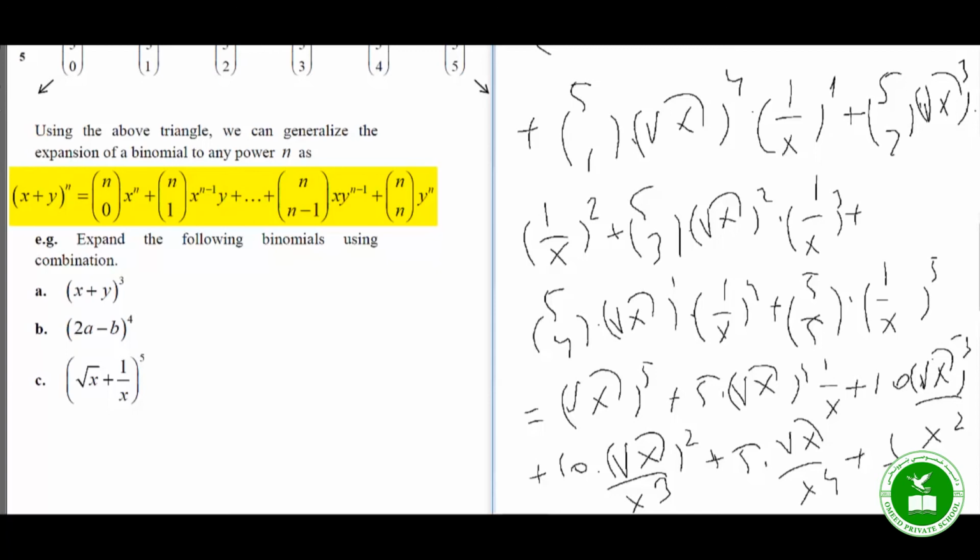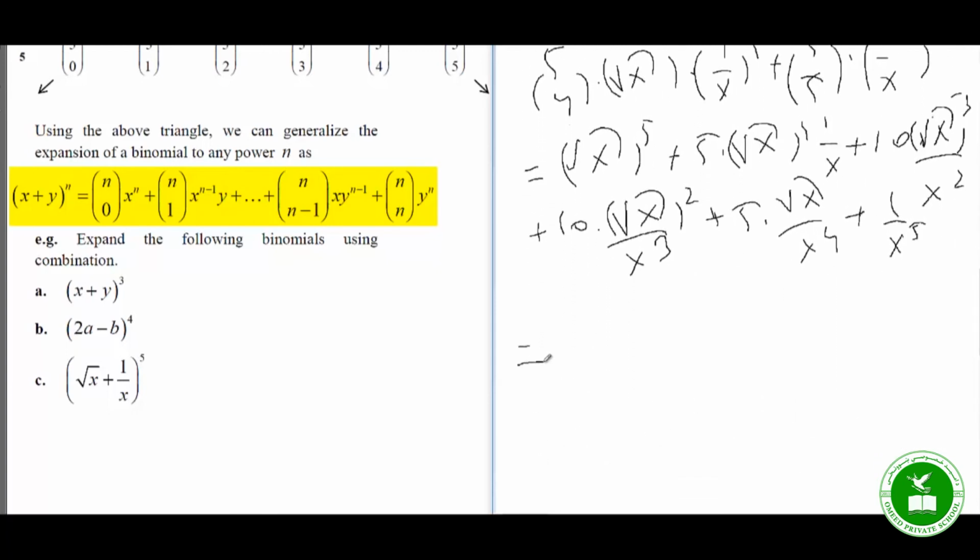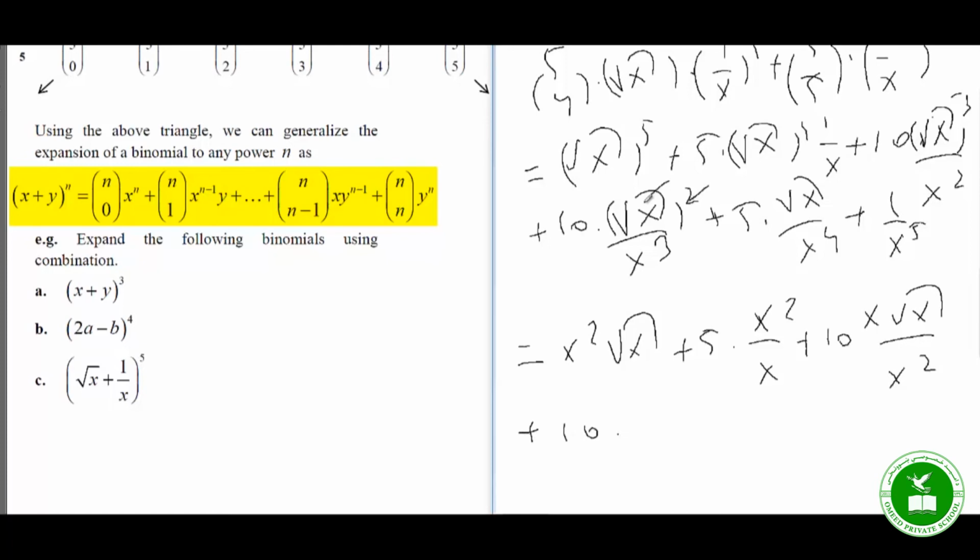So let's simplify them. Square root of 5, we can write it as x squared, square root of x plus square root of x to the power of 4 is x squared, 5 times x squared over x, plus 10 times x cubed, we can write it as x square root of x over x squared, plus 10 times square root of x, I think square and square root cancelled, x over x cubed will be left, plus 5 times square root of x over x to the power of 5 plus 1 over x to the power of 5.